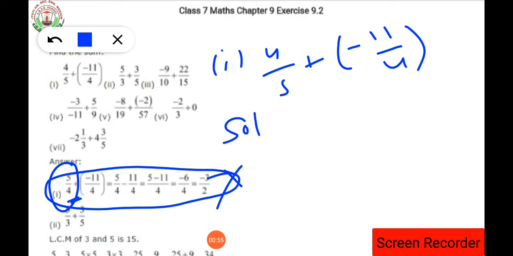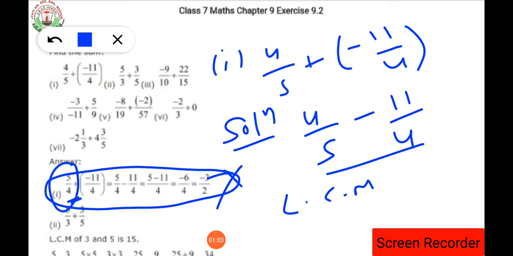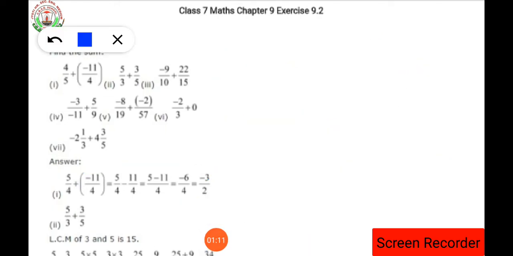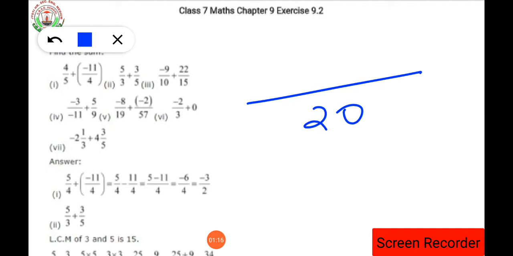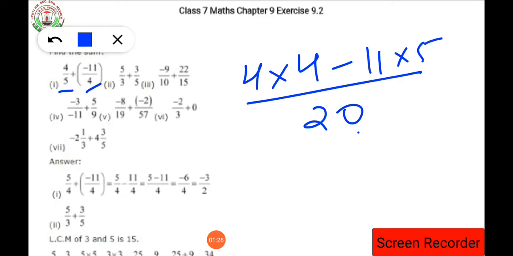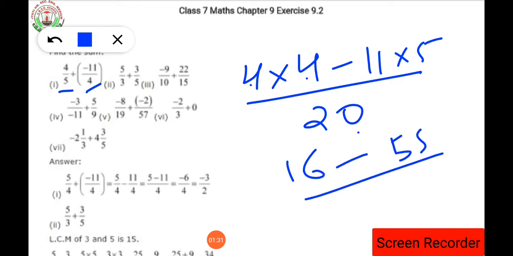Since the numbers are unlike terms because their denominators are different, we take the LCM of the denominators. For 5 and 4, it will be 20, isn't it? Now let's see how to solve. We got the denominator as 20. Now 20 comes in the table of 5 how many times? 4 times. And 20 comes in the table of 4 how many times? 5 times, isn't it? So 4 into 4 is 16, minus 55 upon 20.